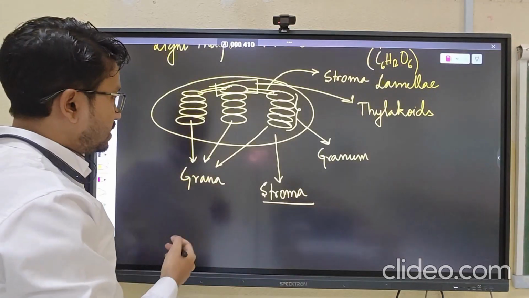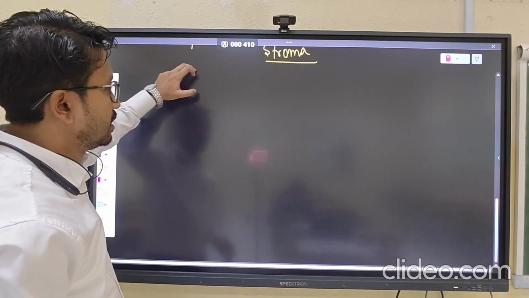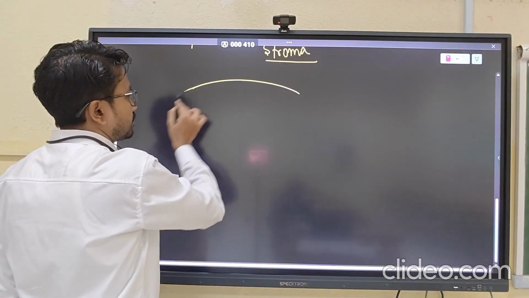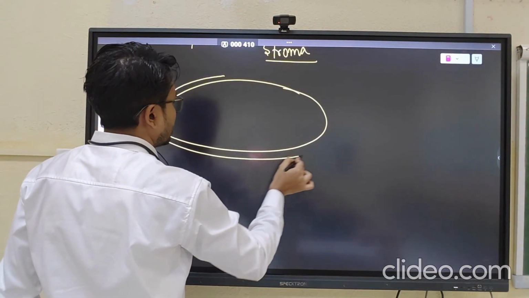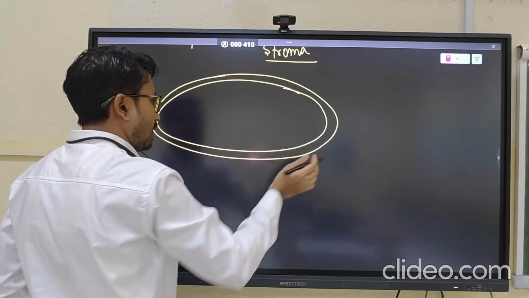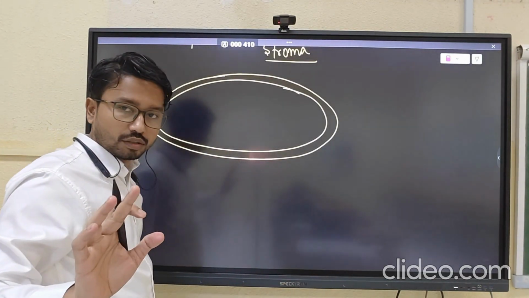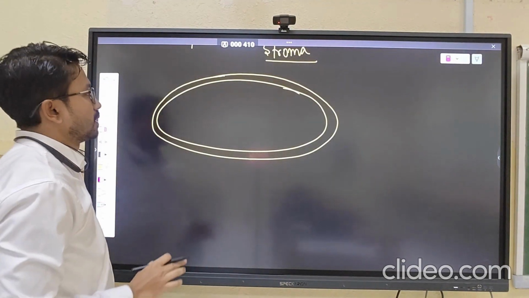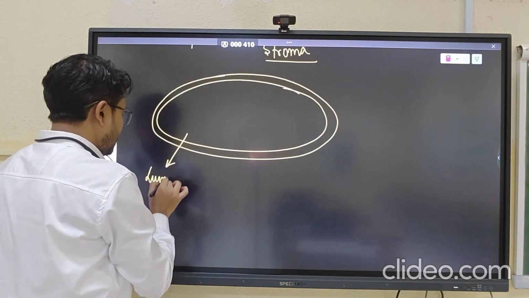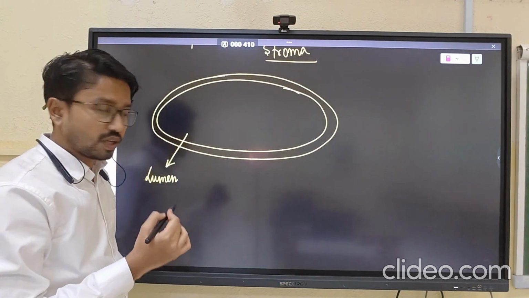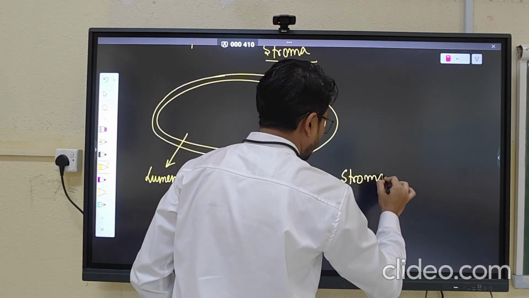So I will just take one thylakoid and zoom into the structure. A single thylakoid will look like this. It has a single membrane. I am showing the lower side of the membrane and the upper side of the membrane. It is not a double membrane. Now, the inside, the volume enclosed by the thylakoid, is known as the lumen, while outside the thylakoid of course is the stroma.